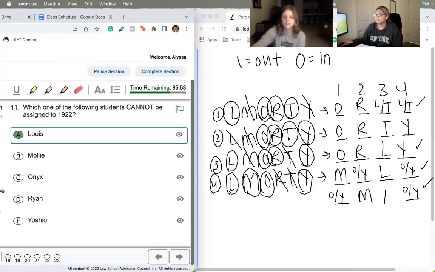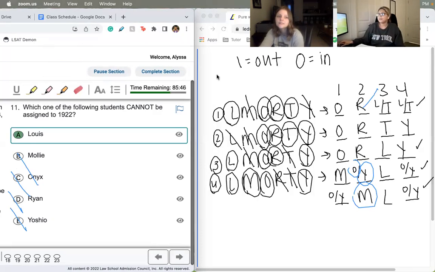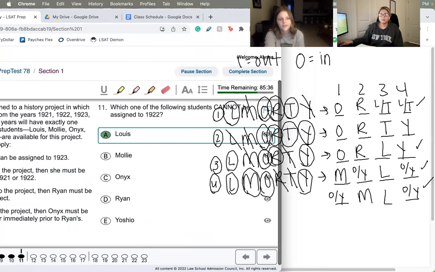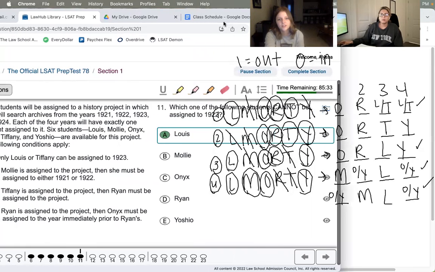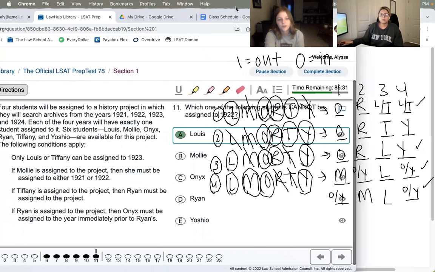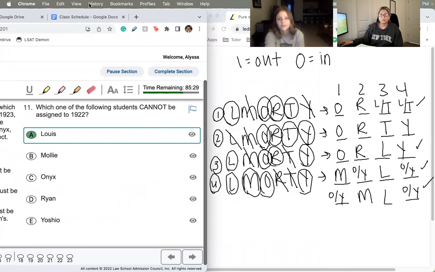For 1922, I could have R, I could have O, I could have Y, I could have M, which eliminates R, O, Y, M, and leaves us with A as L. Okay. Any questions about this? Nope. Cool. I think this one was a little bit challenging, but I think once we got through it, the questions became pretty easy.